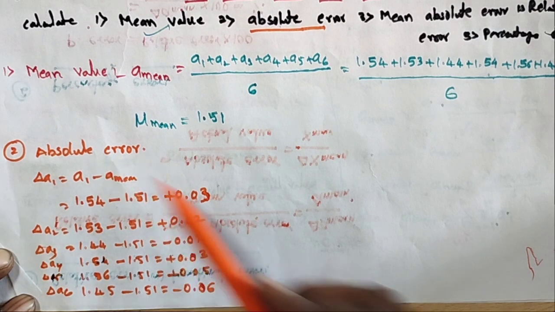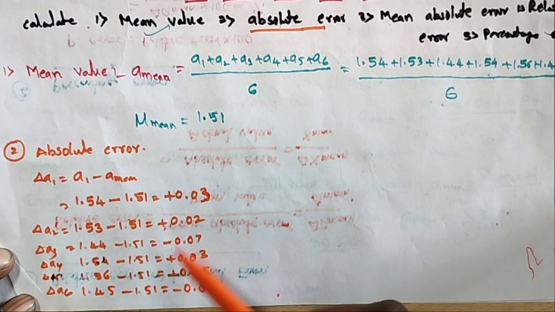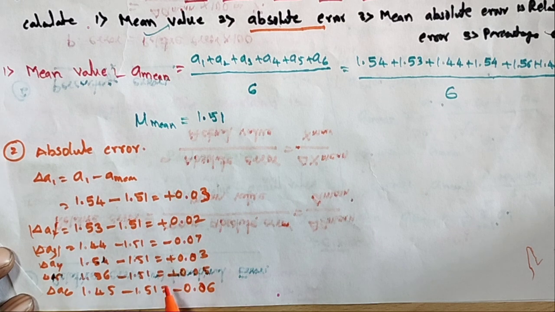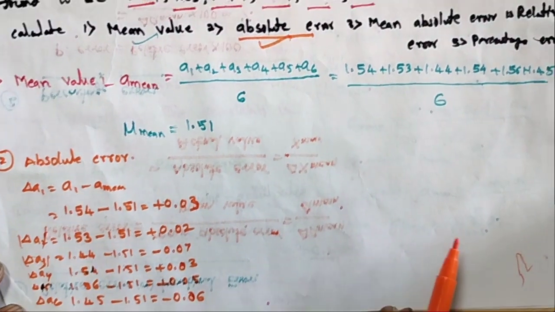So you are observing in absolute errors, some are positive, some are negative, but always you can take mod values. Mod means all are taking positive values. Please remember, all are taking only positive values. So this is completed about absolute error.